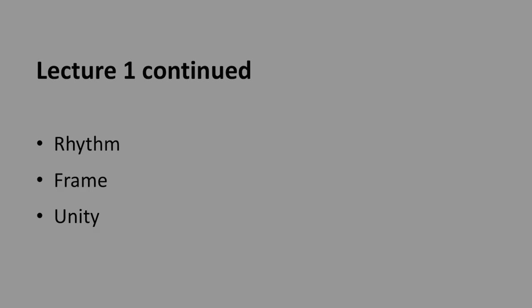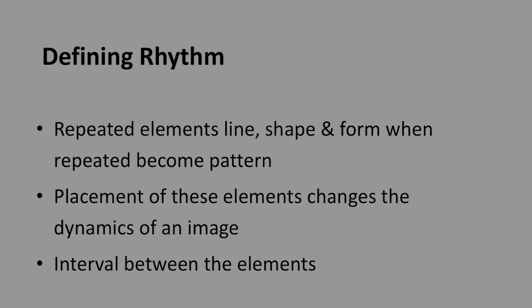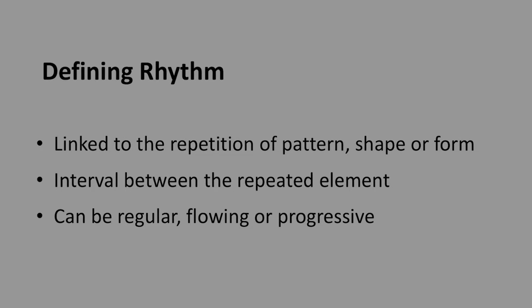So remember, a single element such as line, shape and form, when repeated, becomes a pattern. But depending on how those singular elements are spaced or placed in a photograph will change the rhythm or the impact of the dynamics of the photograph. So that is, the interval between the repeated element will change its dynamic. This rhythm can be regular, flowing or progressive. So what do I mean? Let's look at some examples.